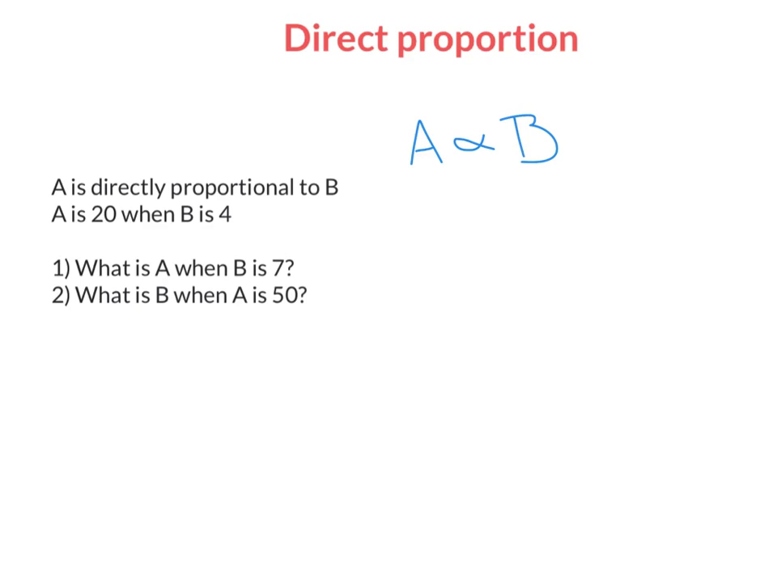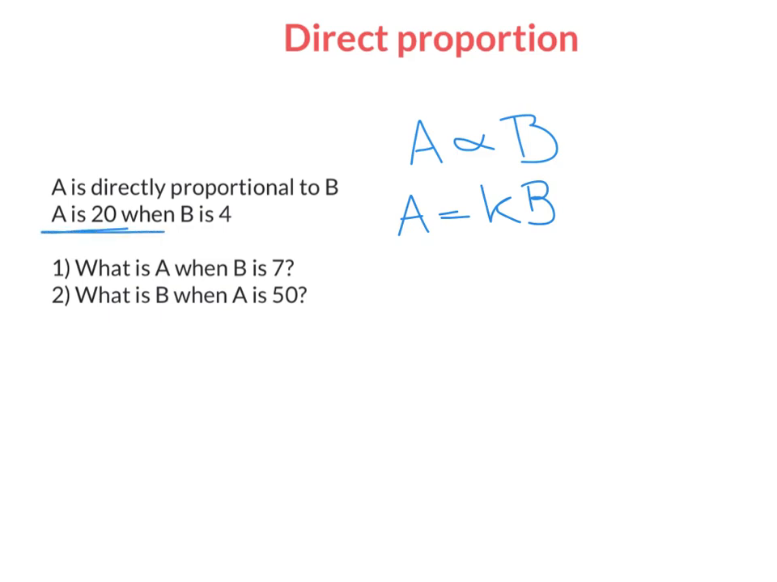Whenever I say A is directly proportional to B, I can then say A equals KB. Always letter K, and K is just a constant. Why not C for constant? I don't know. We just say K for constant. Okay? Now I'm going to put some values in.